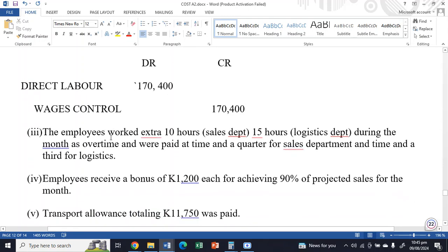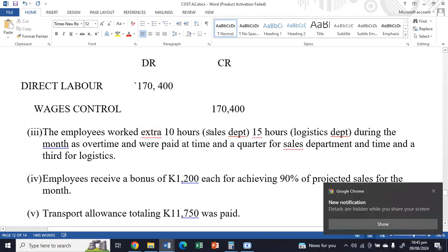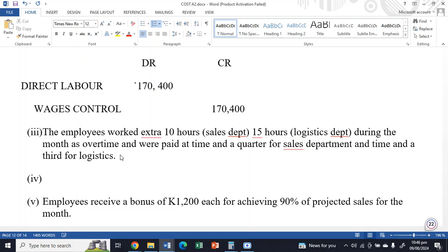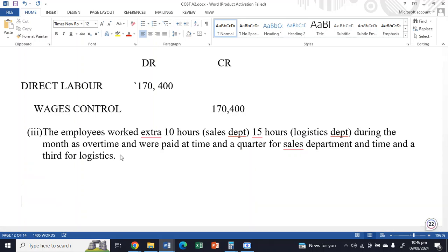The employees worked extra 10 hours for the sales department and 15 hours for the logistics department during the month as overtime, and were paid at a time and a quarter for the sales department and time and a third for the logistics department. So here we have to calculate overtime. Overtime is like an indirect labor expense.